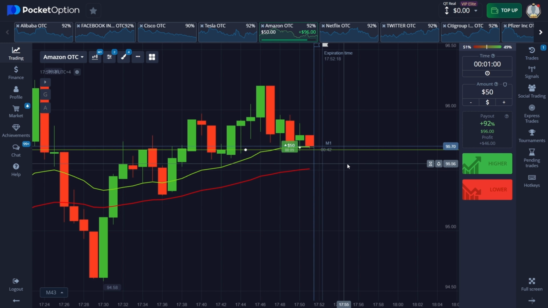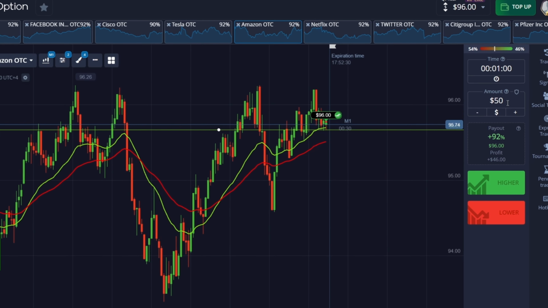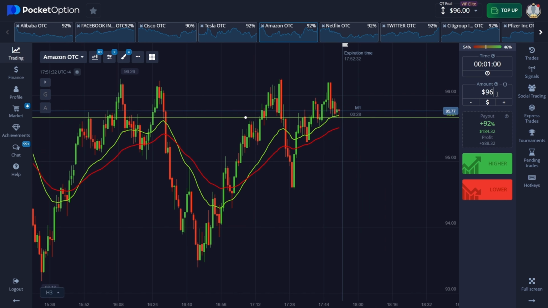This was our first trade of the compounding session. It looked a bit risky because the previous candle closed as a green candle from the moving average, but there are only a few seconds left and it's a win. So we won our first trade of the compounding session. Now, my balance has increased to $96.